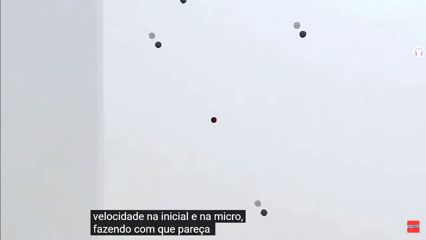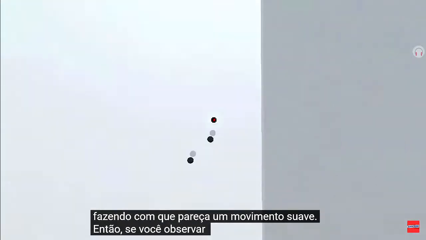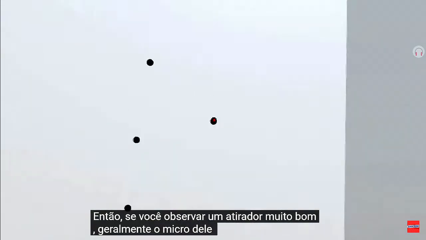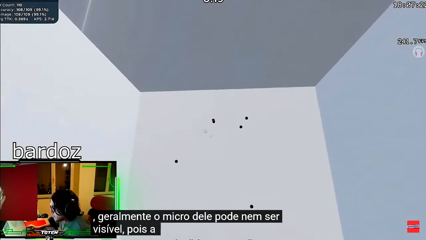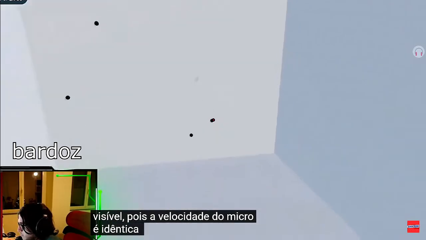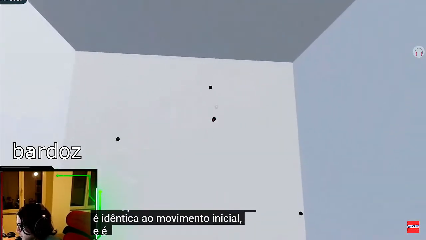Making it appear like one smooth flick. So if you look at some really good aimers, usually their micro may not even be visible due to the speed of the micro being identical to the initial flick. And that's what you want to reach.